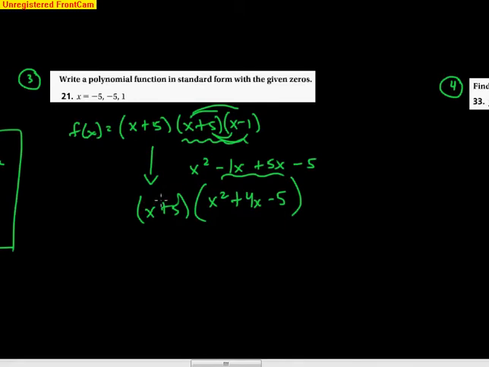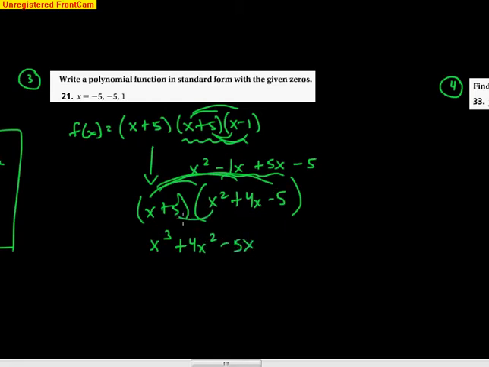And now, let's distribute. Again, the x goes to all 3 things, the x squared, the 4x, and the negative 5. X times x squared is x cubed. X times 4x is positive 4x squared. X times negative 5 is negative 5x.